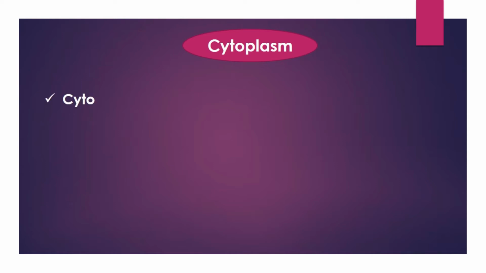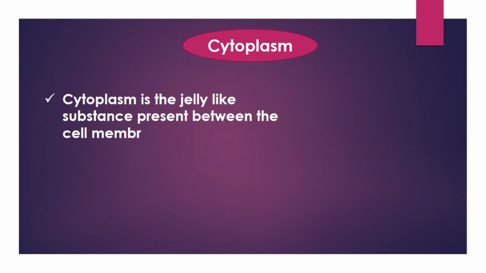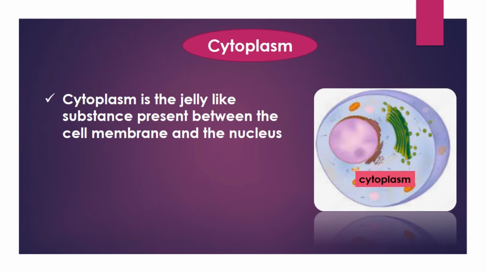Cytoplasm. Cytoplasm is the jelly-like substance present between the cell membrane and the nucleus. In a cell, the space between the cell membrane and nucleus is occupied by a jelly-like substance or jelly-like fluid, and that is called cytoplasm. The place between the cell membrane and the nucleus is filled with the cytoplasm.